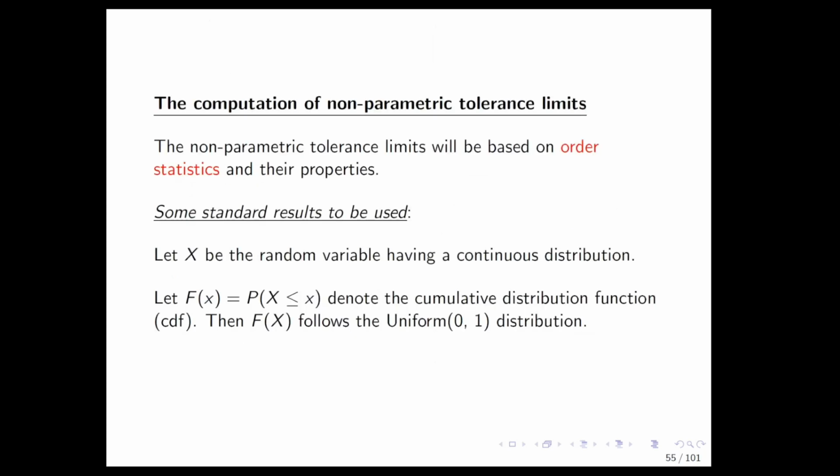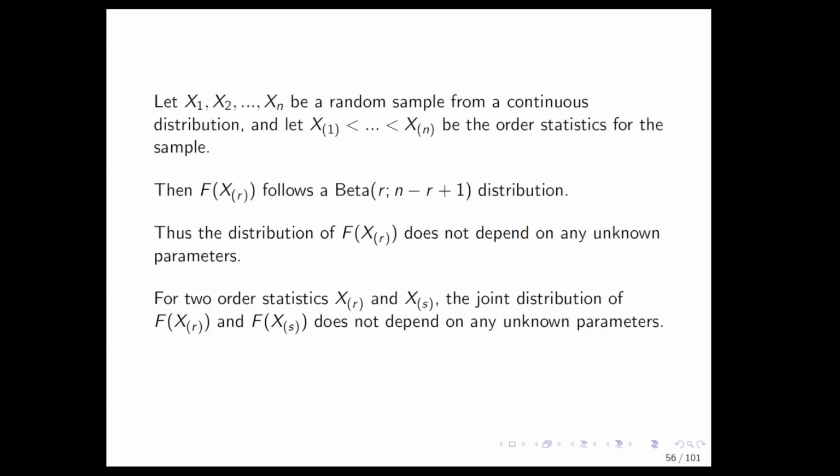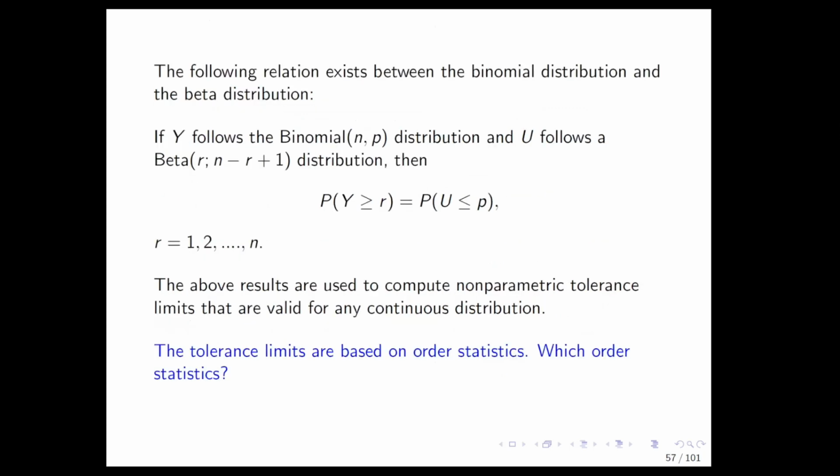Because the theory behind the calculation, the properties of the order statistics, guarantees that the limit will meet whatever requirement we want in terms of the content and the confidence level. That's guaranteed. Got it. Thank you. You're welcome. Anything else? Any other questions?